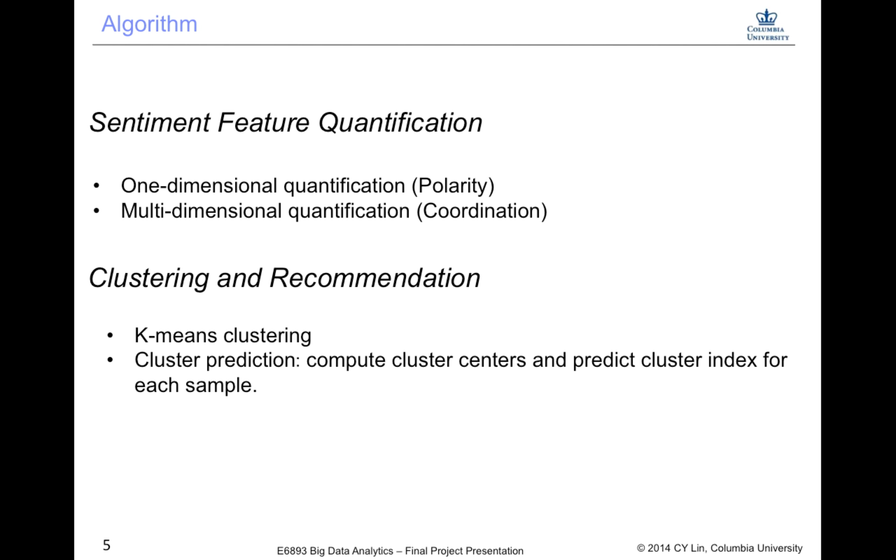Here we come to the algorithm part. First, we do the sentiment feature quantification in our project. There are mainly two methods we use: one-dimensional quantification, which we further develop into multi-dimensional quantification. For the clustering and recommendation, we use k-means clustering, and for the cluster prediction, we compute cluster centers and predict the cluster index for each sample of the Twitter data.